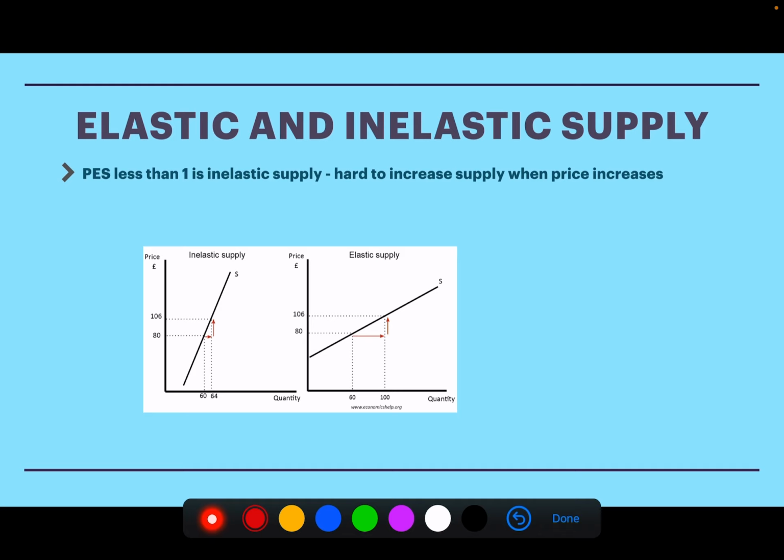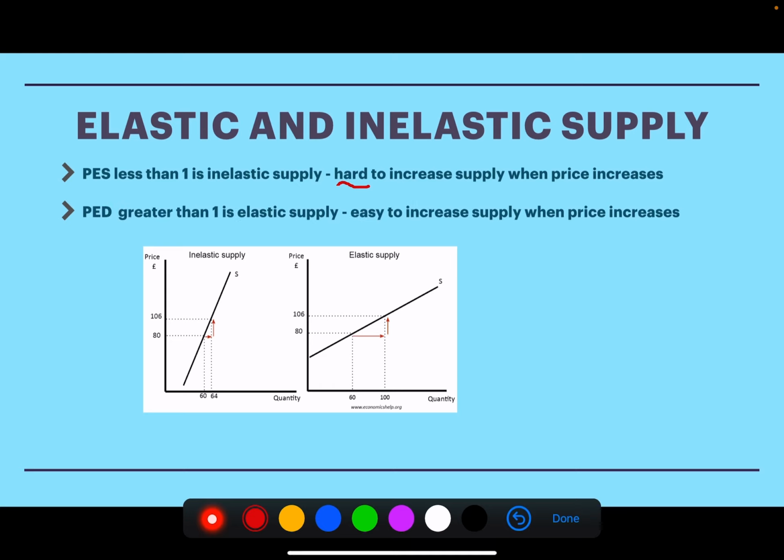So what's happening here is the price of the product has gone up, but the supplier isn't able to increase the supply by very much. The key thing here is it's hard to increase supply. It's not that they don't want to increase supply, it's more that it's difficult for them to increase supply.